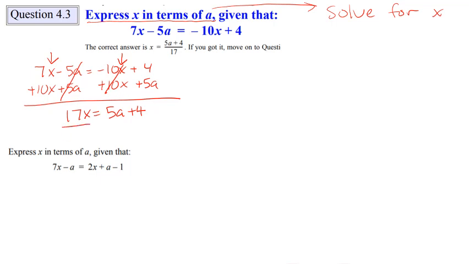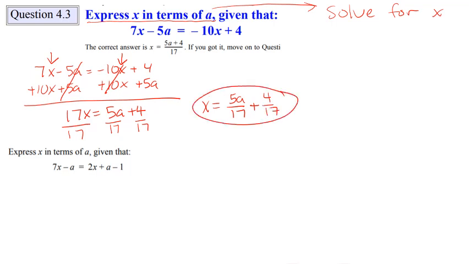Then I'm going to divide by 17, and I'm going to divide separately. And so x is equal to 5a over 17 plus 4 over 17. Now, if you look at the answer, they divided everything by 17, and that's totally fine for this type of example. But please be aware.